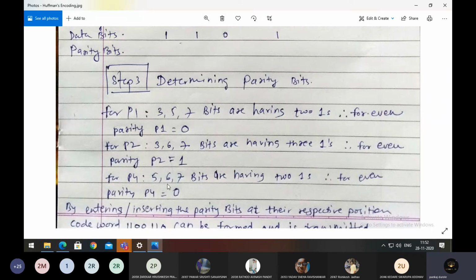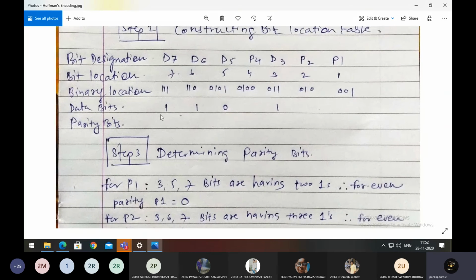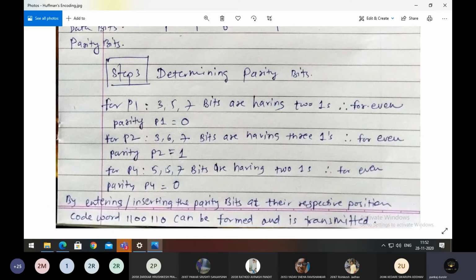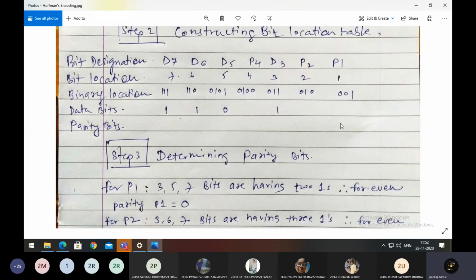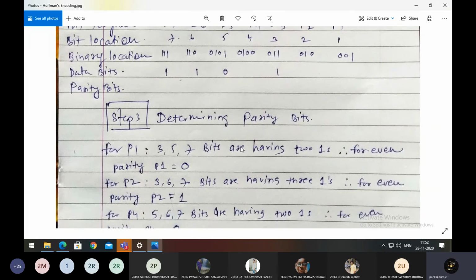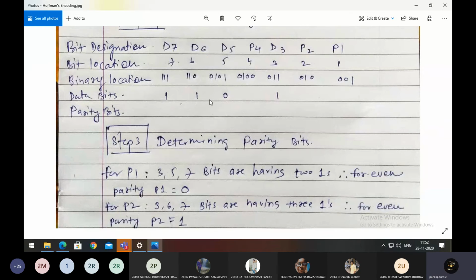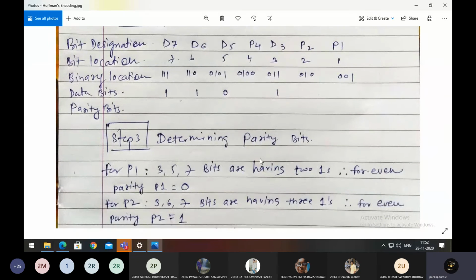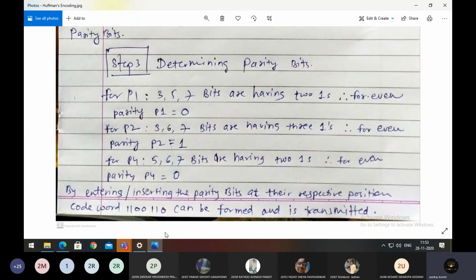Now for P4, we need to consider the 5, 6 and 7 bit locations. Again here 1, 1, 0. So here there are two ones. If there are two ones, the value for P4 will become 0. So now P1 will be 0, here we will write 0. P2 will be 1, here we will write 1. And here we will write 0. So 1, 1, 0, 0, 1, 1, 0 will be our final answer.